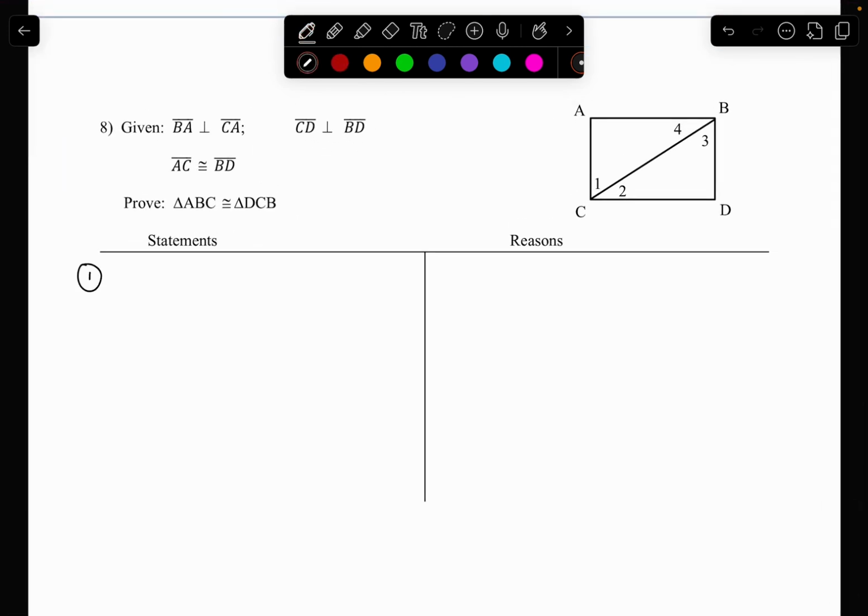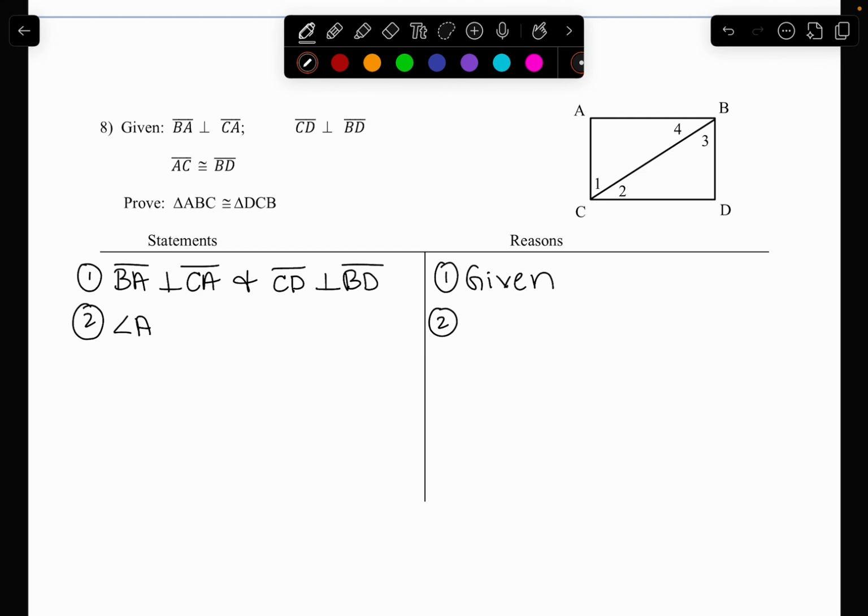So I was given the same type of given here. BA is perpendicular to CA and CD is perpendicular to BD. I'm going to go ahead and put those in the same line. So I've got 2 perpendicular things that are given. BA is perpendicular to CA, that would mean that angle A is going to be a right angle. And then CD is perpendicular to BD, which means that angle D is going to be a right angle. That's going to be the definition of perpendicular.